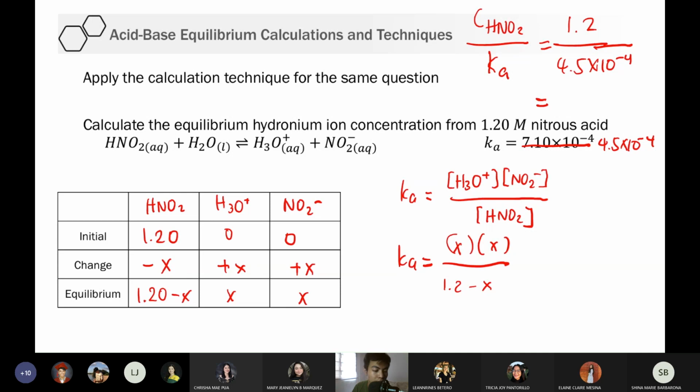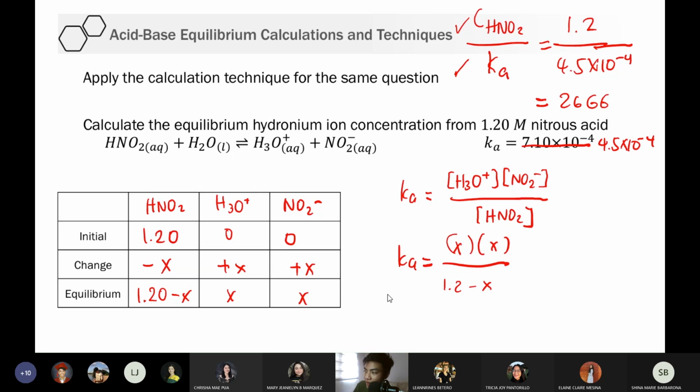Divide natin yan. So that's 2,666, which is greater than 1,000. If the ratio is greater than 1,000, then you can use the small x approximation. Okay? Again, kapag dinivide mo itong concentration by the Ka and greater than 1,000 yung ratio nila, you can use the small x approximation. Pag hindi, edi hindi. So, since pwede tayo mag-small x approximation, ano gagawin natin?